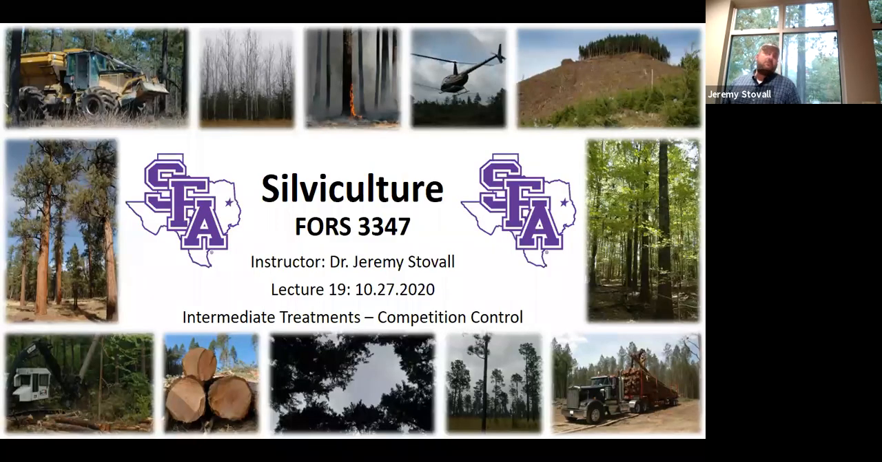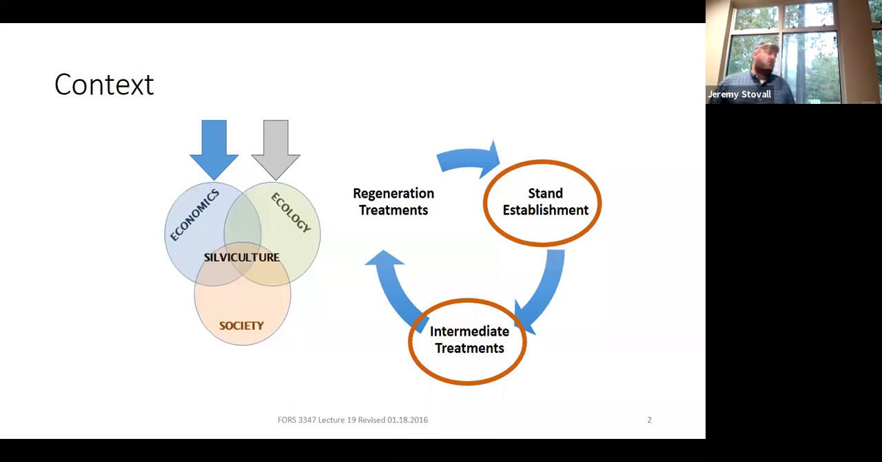Okay, so today we're going to be going over chemical competition control. We already talked about mechanical site prep a few weeks ago, and one of the objectives of mechanical site prep is competition control. But as we saw with some of that data, it's far less effective than chemical competition control. And so while there are societal factors that are going to be pretty important with herbicides, it's probably one of our more controversial silvicultural tools, right up there with clear cutting.